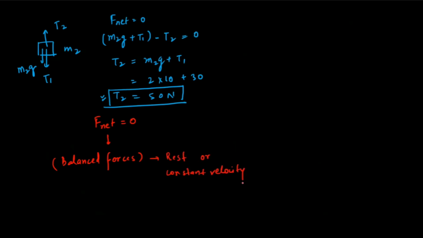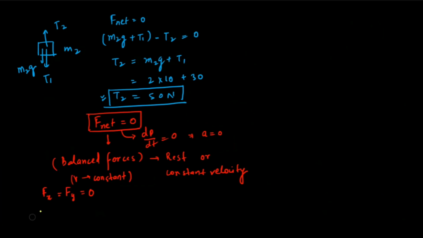Now F net being 0 doesn't mean that net force is 0 in one particular direction. We will say F net in the x-axis is equal to F net in the y-axis is equal to 0. This is the case of balanced forces. The system might be at rest or might be moving with a constant velocity, but it will not be accelerating. If F net is 0, we can say dp by dt is 0, and this means acceleration is 0, but velocity can be constant. So this is one such case that you keep in mind.